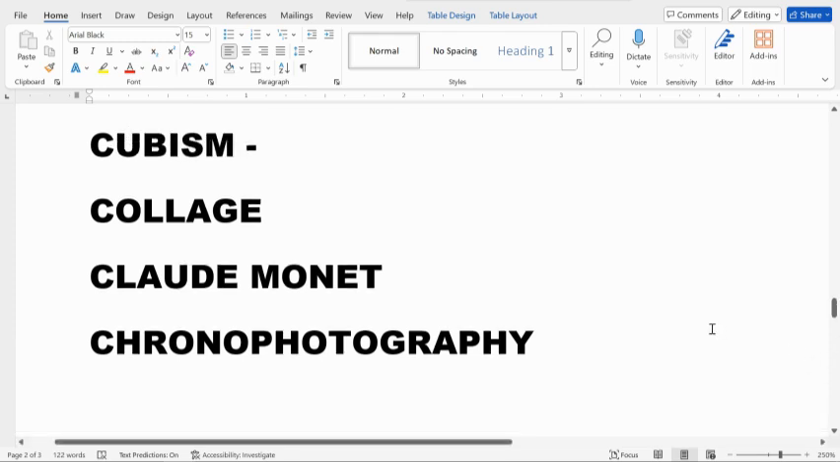All right, you need to know a lot about cubism on the test. There is more than one question about cubism. We just need to know its influence. It is one of the most influential movements on the rest of modern art.